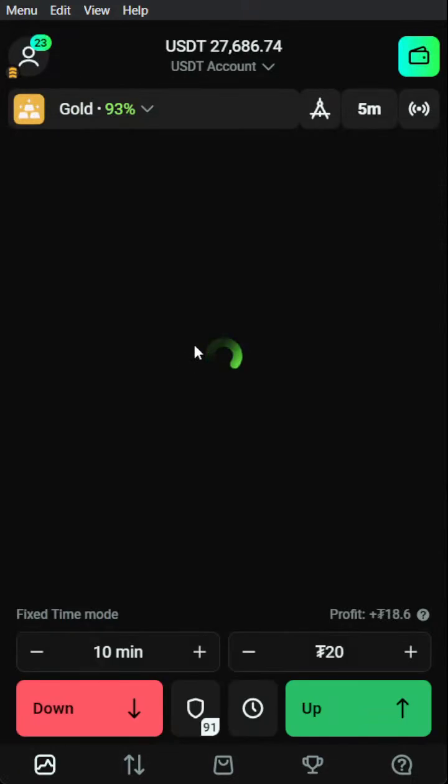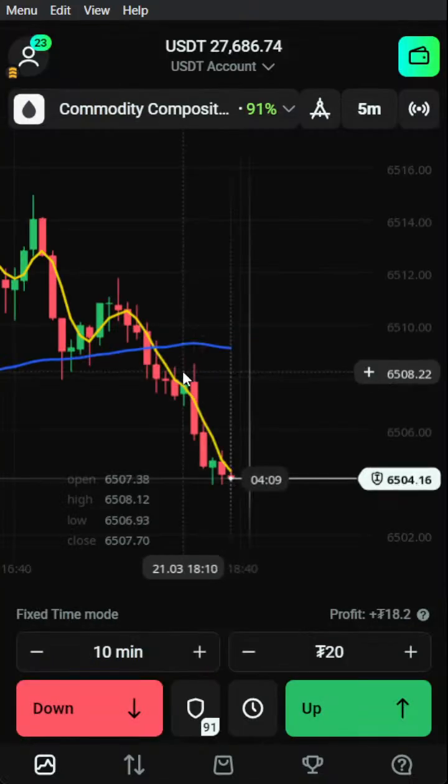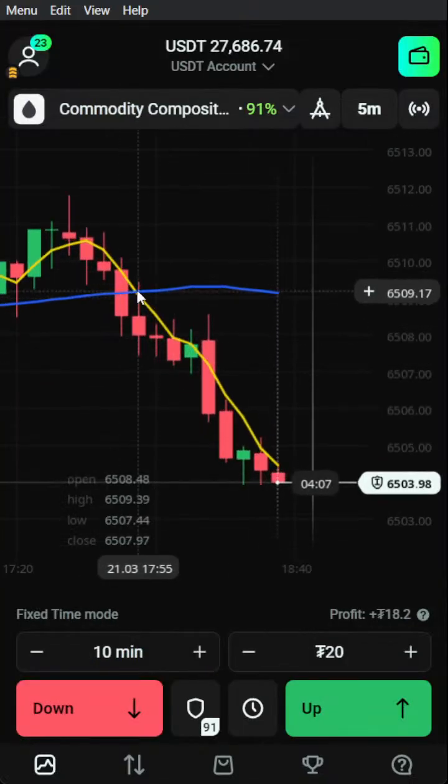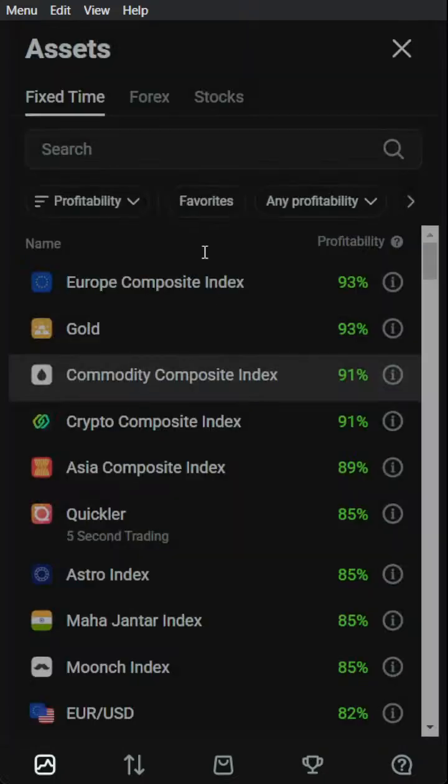All right, let's check gold. No signal in gold. Let's check commodity. Okay, in commodity also at this point we could have made a 10 to 15 minutes down trade. Even 10 minutes would work, even 15 minutes would work.